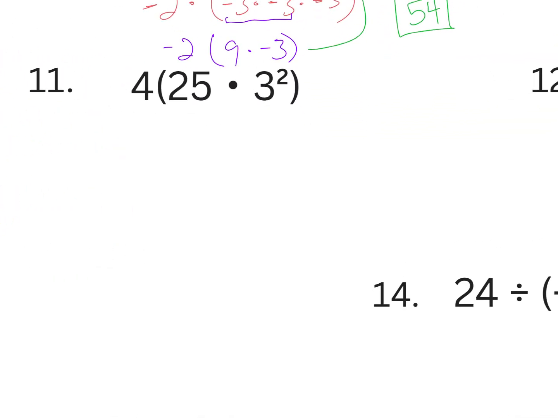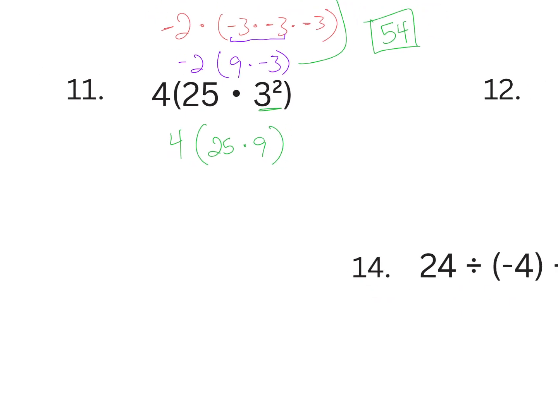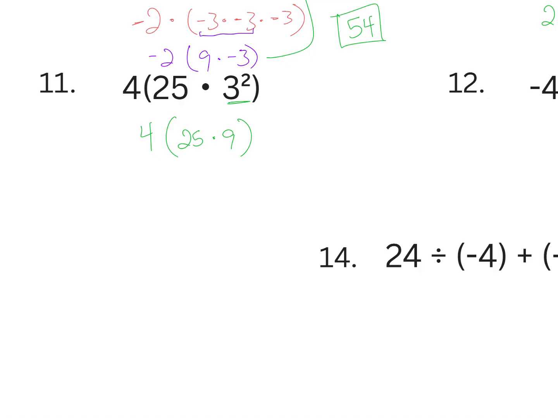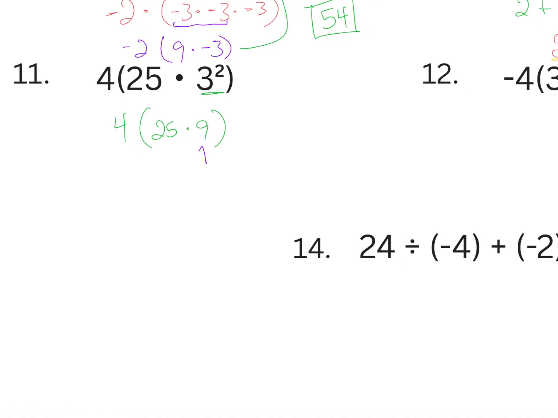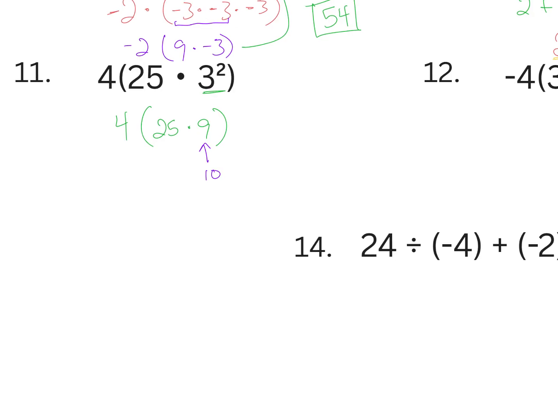Number 11, 4 times 25 times, and that's 3 squared. So that's 3 times 3, which is 9. Okay, now another way that you can do some of this bigger multiplication in your head is that 9 is 1 away from 10, right? If I asked you to do 25 times 10, I think you would come up with 250 pretty easily, right? But then you need to subtract 25 to get back down to 9.